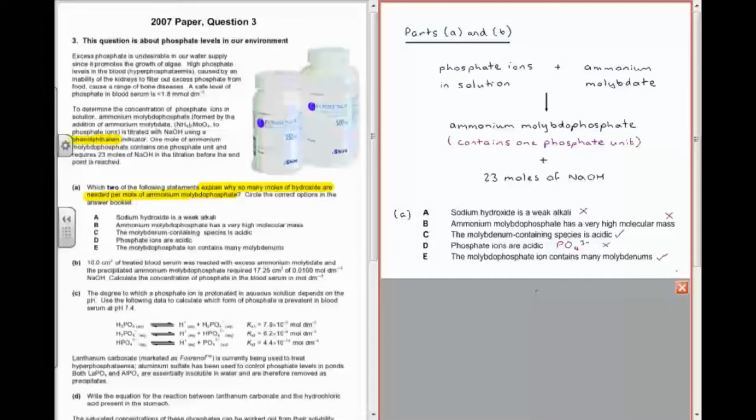And so in answer to question A, we can predict that the 2 statements which help us to explain our facts there are statement C and statement E.